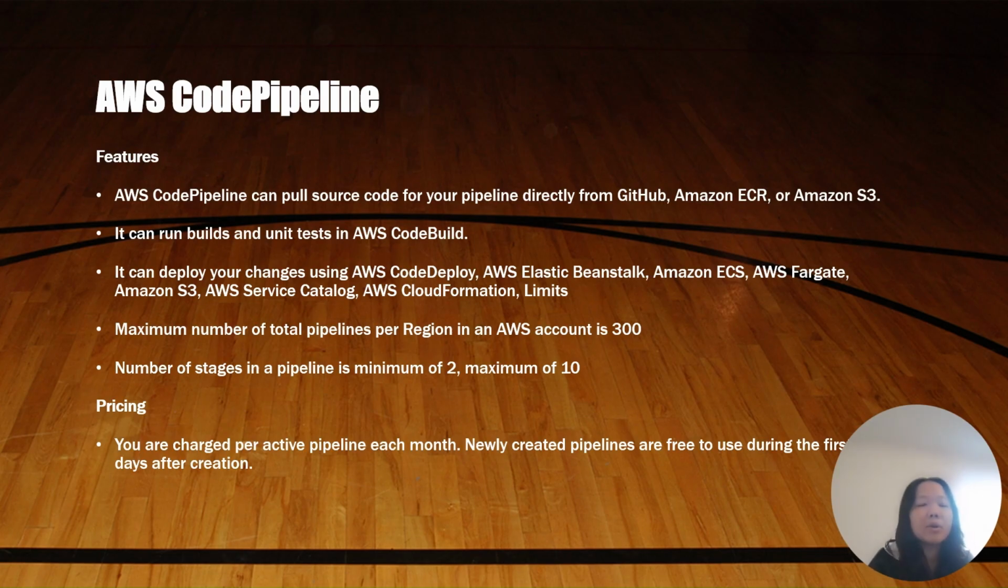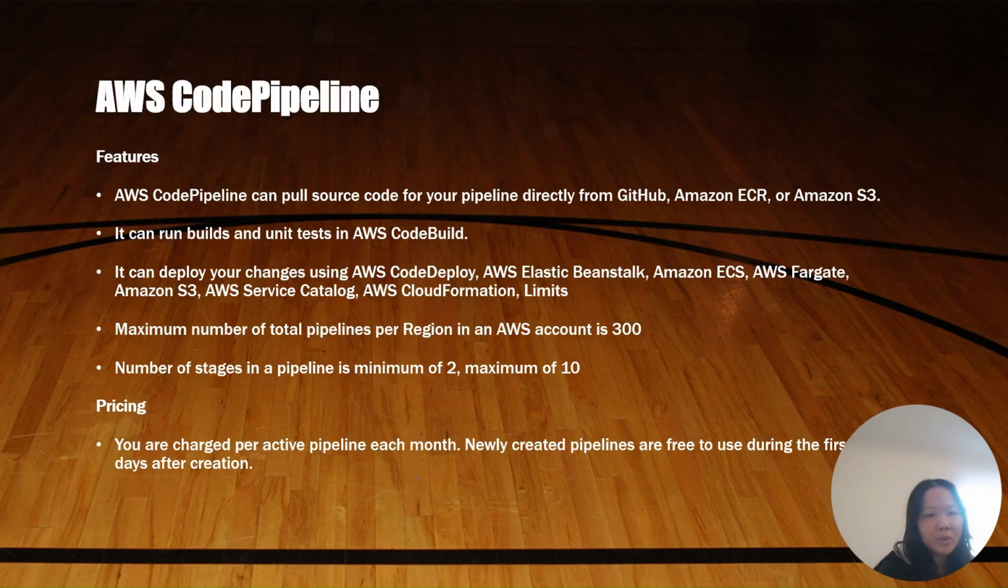Now the features of AWS CodePipeline. It can pull source code for your pipeline directly from GitHub, Amazon ECR, or Amazon S3. It can run build and unit tests in AWS CodeBuild. It can deploy your changes using AWS CodeDeploy, AWS Elastic Beanstalk, Amazon ECS, AWS Fargate, Amazon S3, AWS Service Catalog, AWS CloudFormation, and Alexa.